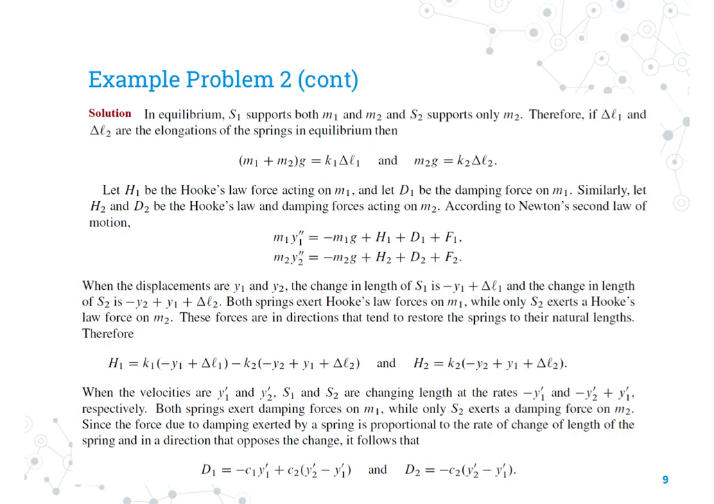So in equilibrium, spring 1 supports both mass 1 and mass 2, and spring 2 only supports mass 2. So this is where I was saying that when we look at it, we're going to have extra forces acting on M1 than on M2.